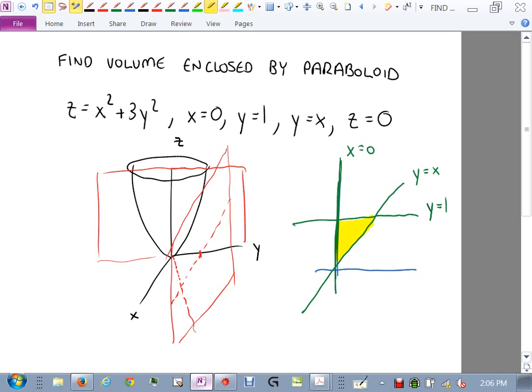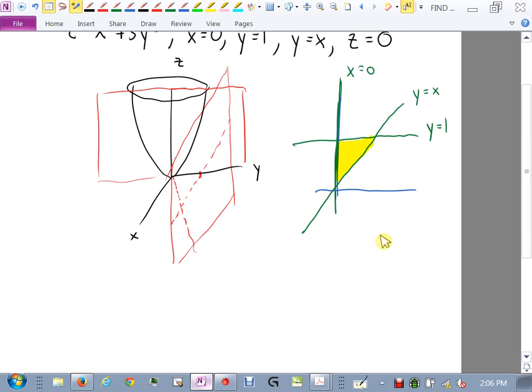Make sense? Type 1 or type 2? Either one, right? I'm going to go with type 1. Is the intersection point obvious here? Yes? Okay. What's the restriction on X? 0 to 1. Restriction on Y? The bottom is what? X, and then the top is fixed at 1. So X to 1.